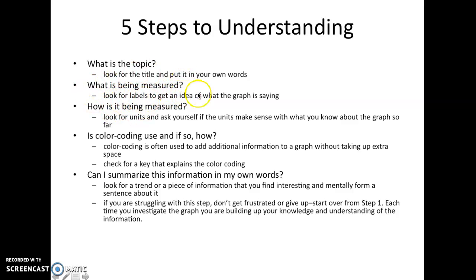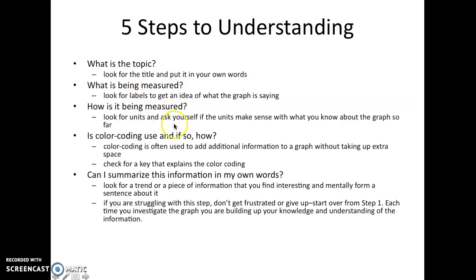So you're going to look at the labels to get an idea. A lot of times there's going to be an X and a Y axis. I'm going to show you that in a minute. But you're trying to look for labels to understand what's being measured. Sometimes it might be money, it might be time, it could be the amount of something. So there are a lot of different things that may get measured.